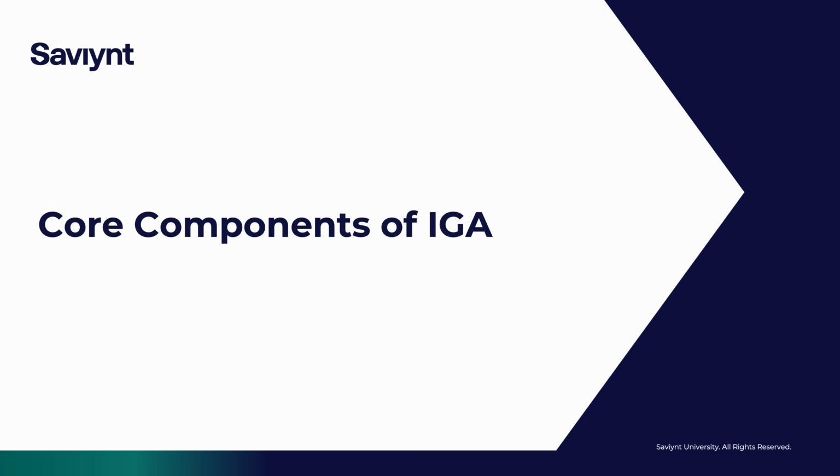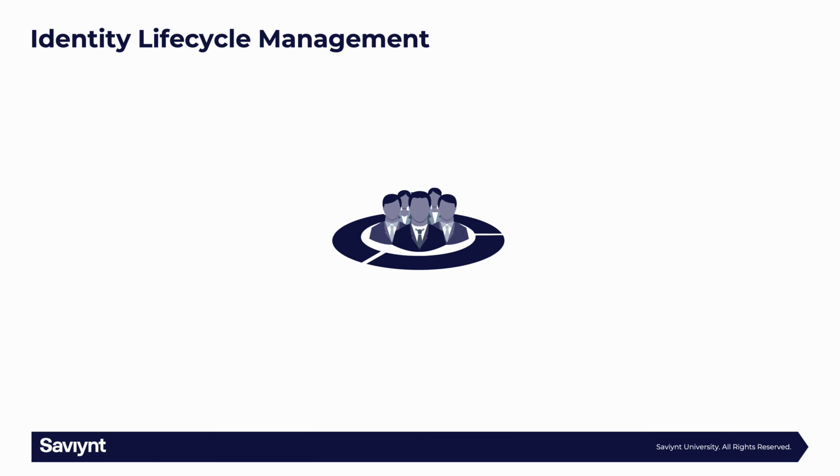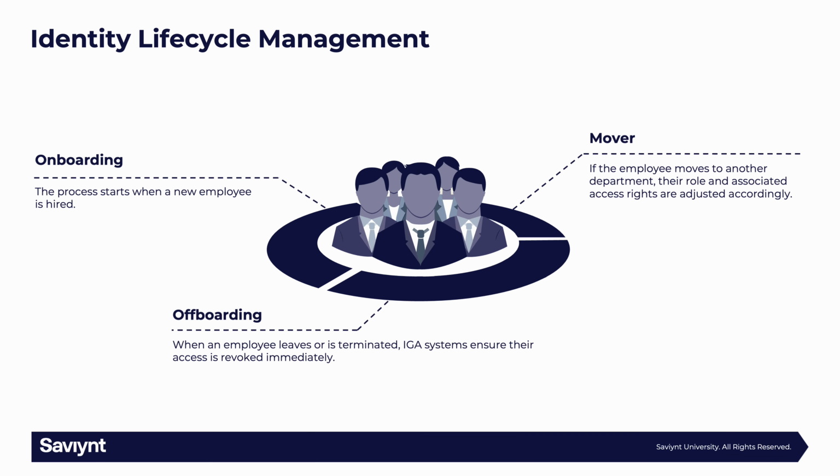Let's understand the core components of IGA. Identity Lifecycle Management. This involves onboarding of new identities. The process starts when a new employee is hired. Their identity is created within the system, and appropriate permissions and access rights are assigned based on their job role.